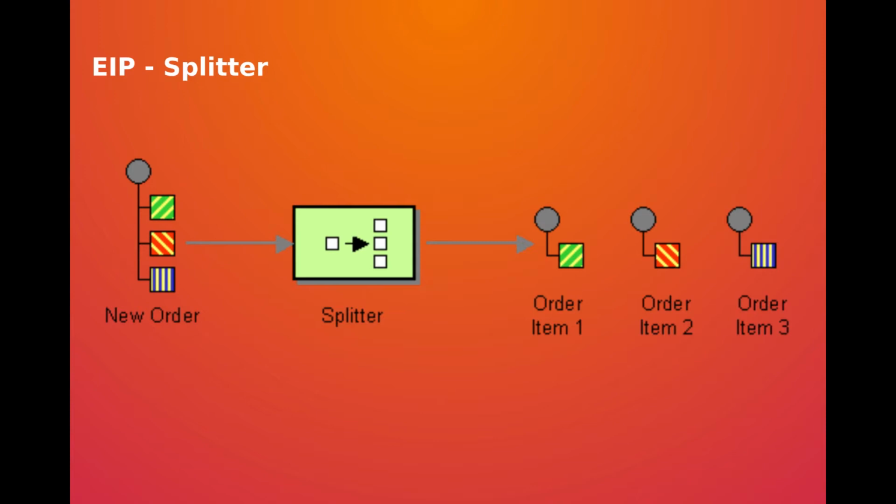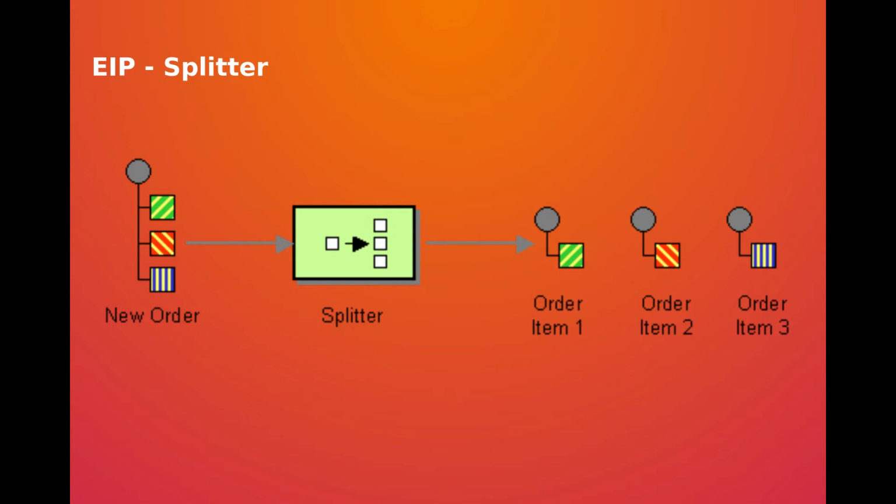So, for example, you have a shopping cart application and you have 10 items in the shopping cart. You want to process each item from that shopping cart in a different way. You can use the splitter pattern, separate them into 10 individual messages and process them as you would like.